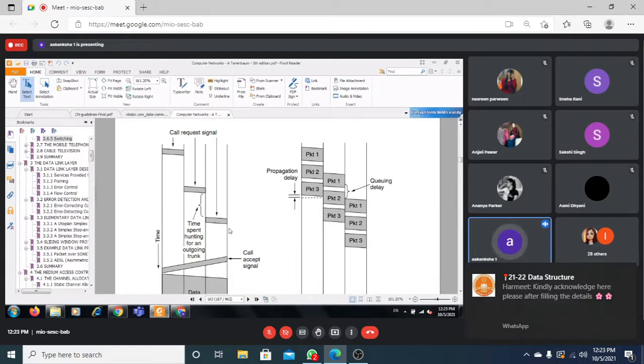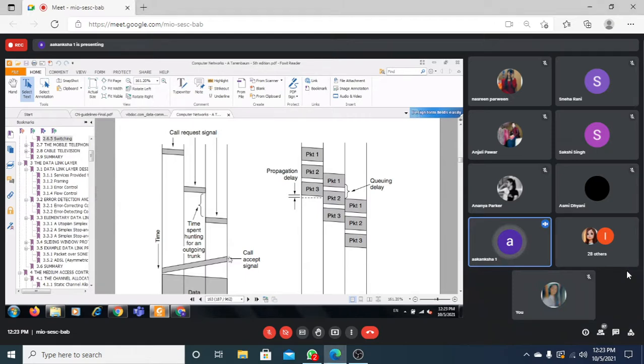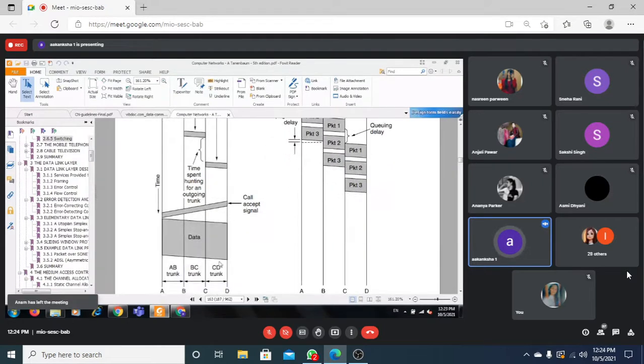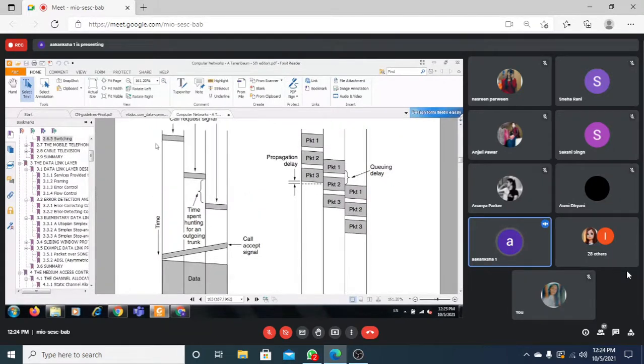Then there will be some time taken by the destination to accept the call and send back the acknowledgement, which is the slant gray line. You can see here the call accept signal, and at this point of time the bell has started ringing and its notification will be sent to your side. So this entire time will be taken to establish a connection circuit between the sender and the receiver.